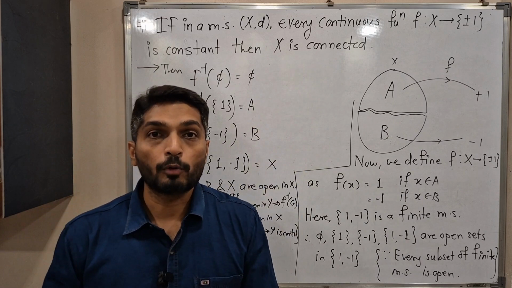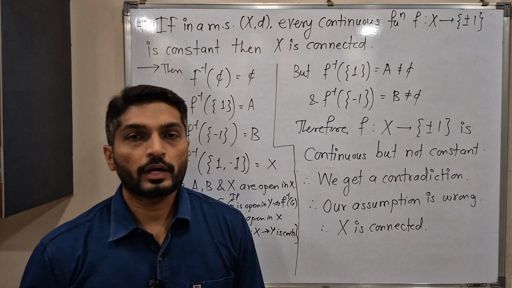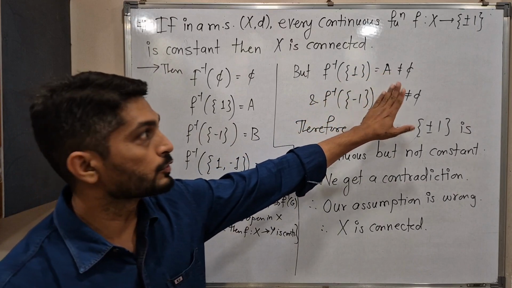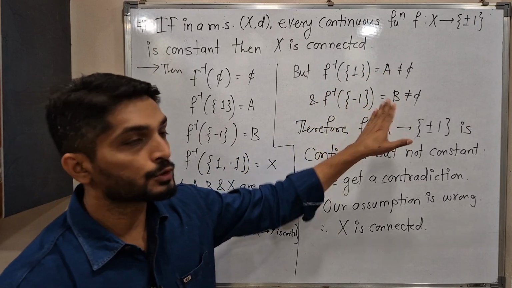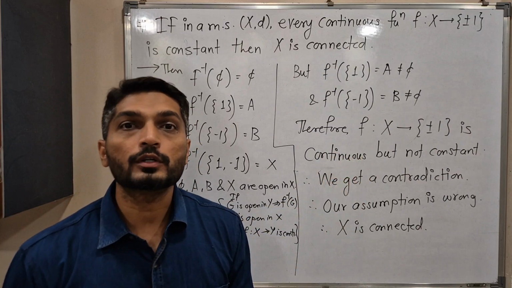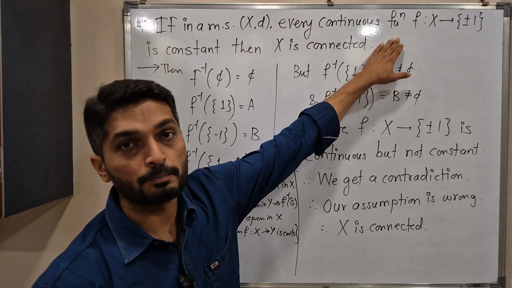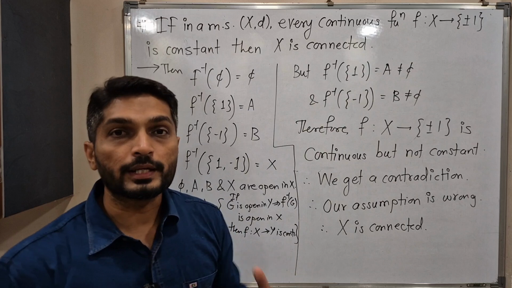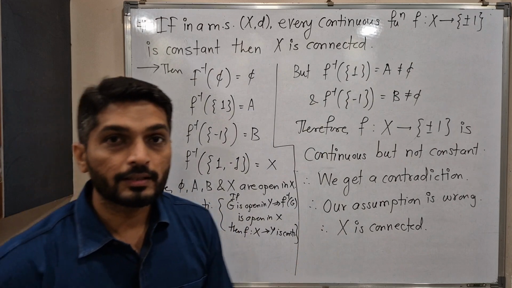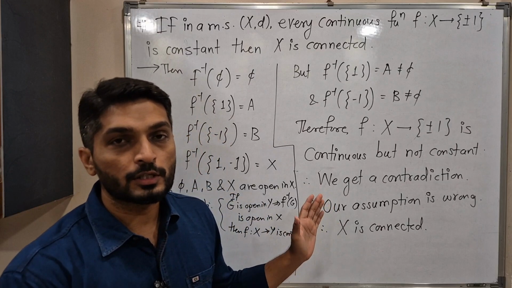Okay, so I'm going to write all these things here. Just let me remove this part. So I have written everything properly here. F inverse of 1, which is A, is non-empty. F inverse of -1, which is B, is also non-empty. So we get a continuous function from X to {+1, -1} which is not constant, and a contradiction to our basic given information. We get this contradiction because of our wrong assumption that X is disconnected. That is wrong, so X must be connected. In this way we have proved this theorem.